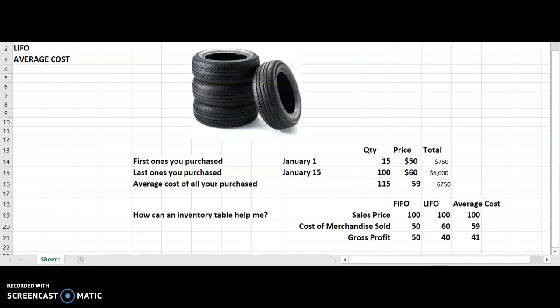Now when you go to work a problem, and you'll see this in the other videos that I made, you will have an inventory table that you can use that will be very helpful when using the different cost methods. And I will show you how to use that table in a separate video.